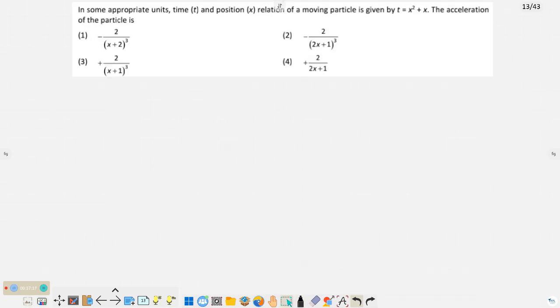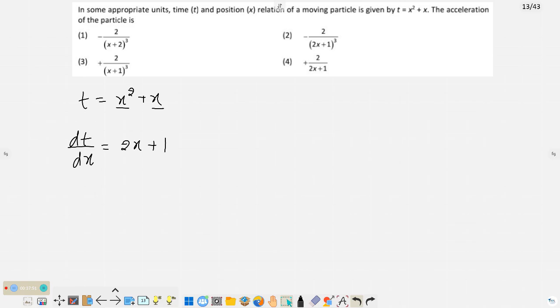This question is related to kinematics, that is the differential function of the kinematics equation. You have to do the differential function. The question is that one function is given: time t varies with x square plus x for a particle. They are asking to find the acceleration. To find the acceleration, first differentiate this with respect to x, because it is complicated to convert the x and t function. So directly differentiate with respect to x. If you differentiate, x square differentiated with respect to x is 2x, plus x differentiation is 1.